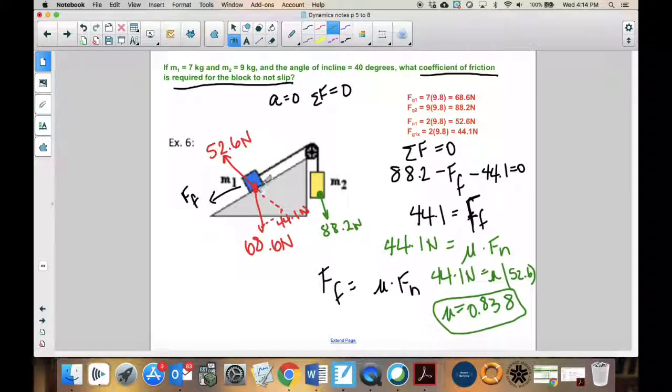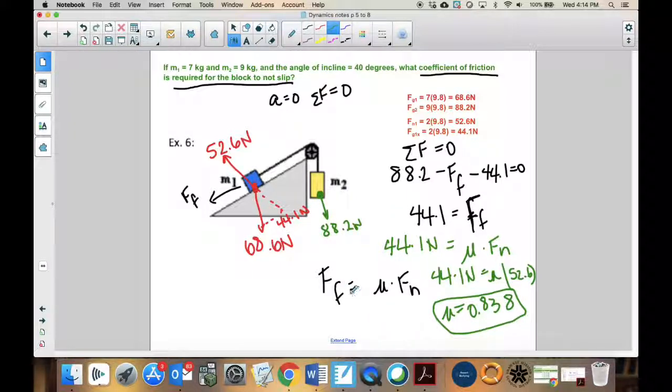Because what we're saying is, how much friction do we need to stop it? That has to be a sum of 0, and so we need some extra force, which is our frictional force. We're saying we have to have pretty high friction. 0.8 is a pretty high friction in order to stop it from moving.